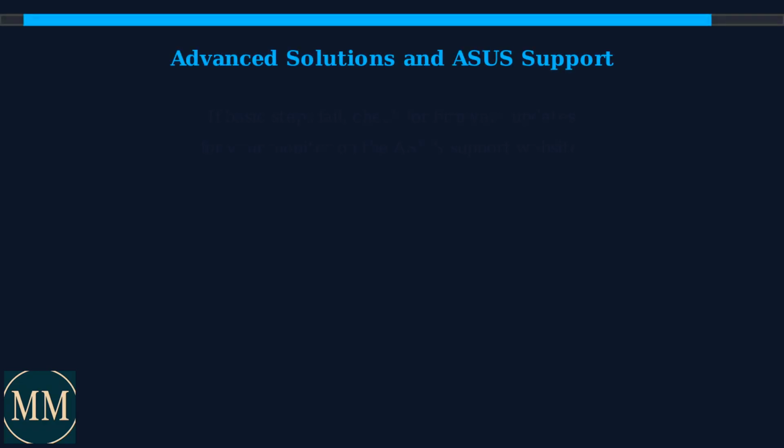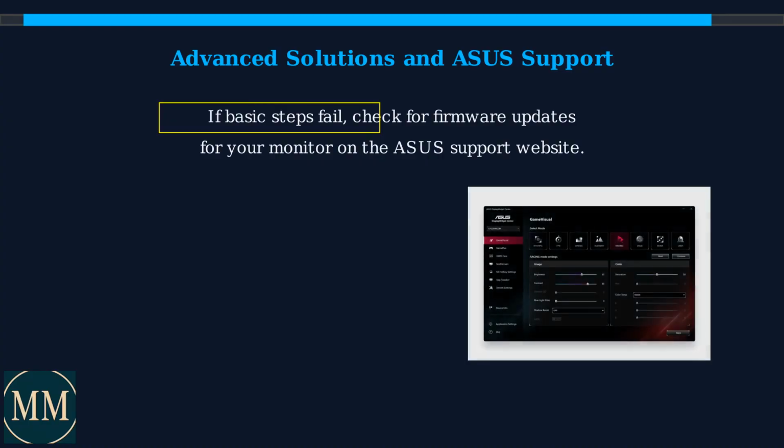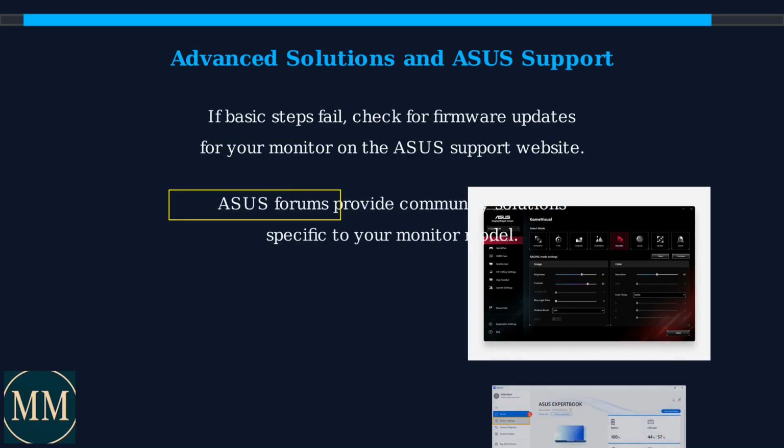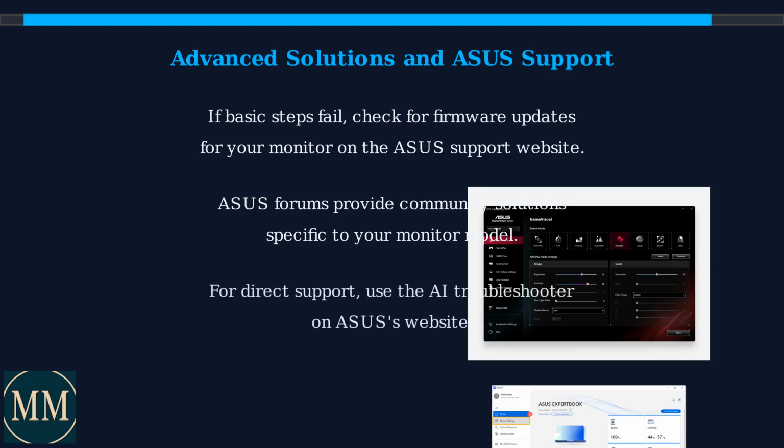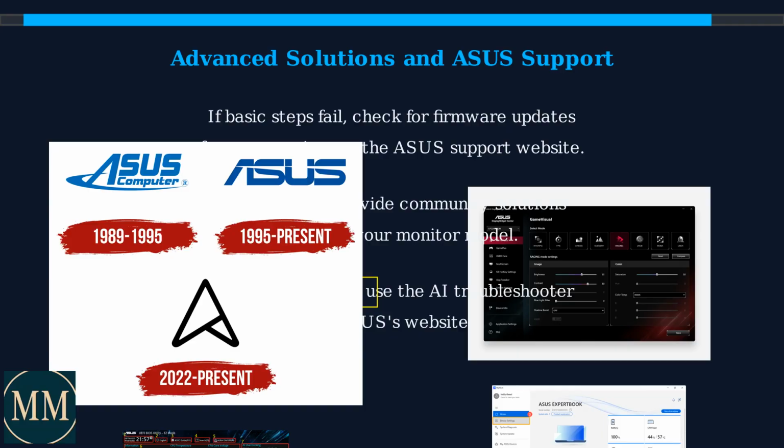When basic troubleshooting fails, turn to advanced solutions through ASUS support. Start by checking for firmware updates on the ASUS website to ensure your monitor has the latest fixes. ASUS forums offer community-driven solutions tailored to specific monitor models, where users share experiences and fixes. For personalized assistance, use ASUS's AI-powered troubleshooter on their website, which provides guided diagnostics and recommendations.